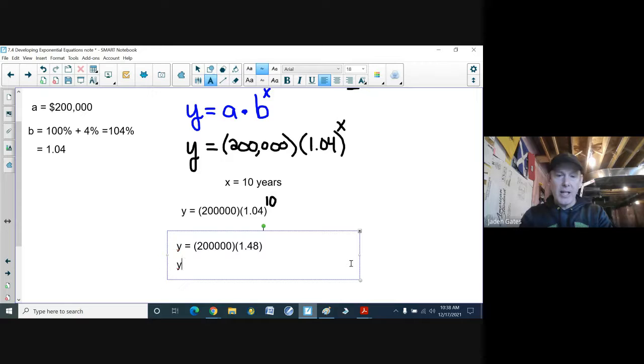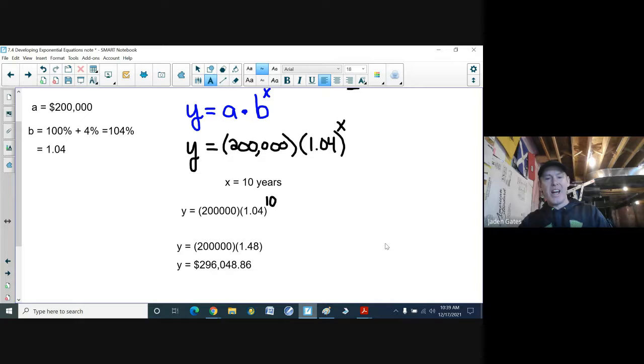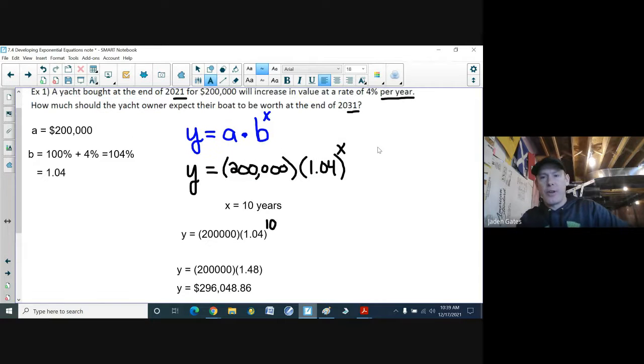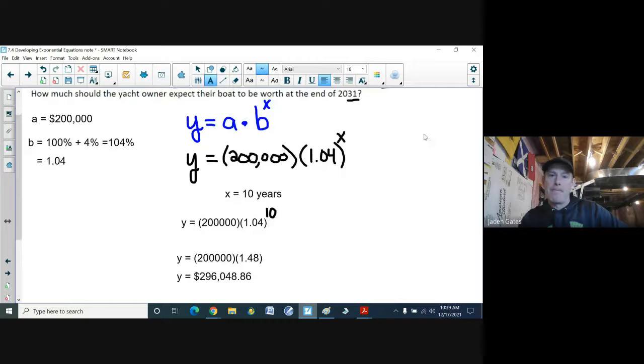All right, and then finally, I can figure out the amount that this yacht is worth. I take my $200,000, I times it by 1.48, and I end up with 296,048.86. So $296,048.86 is how much my yacht would be expected to be worth after 10 years if it had a growth rate of 4% per year.